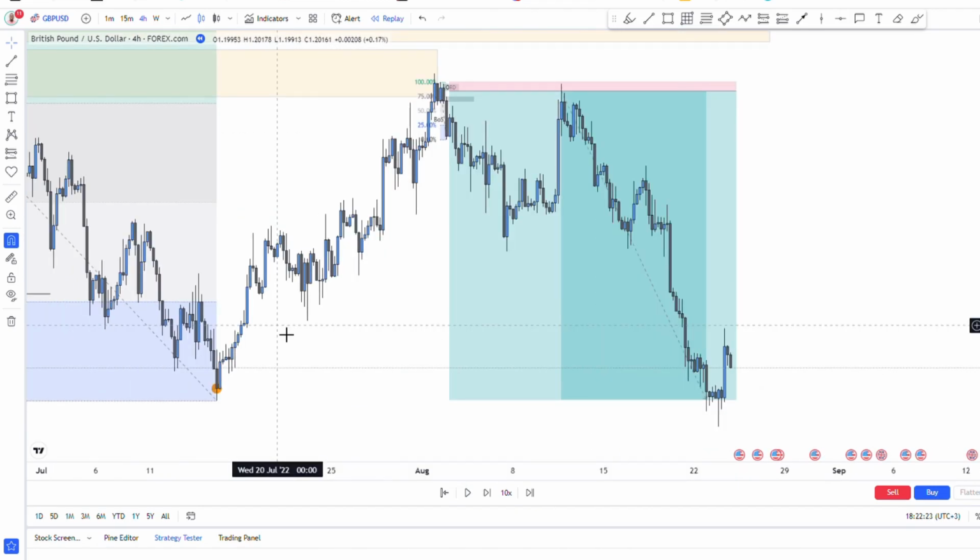So that is how we use the discount and premium price zones to increase the probability of our wins. See you in the next lesson.